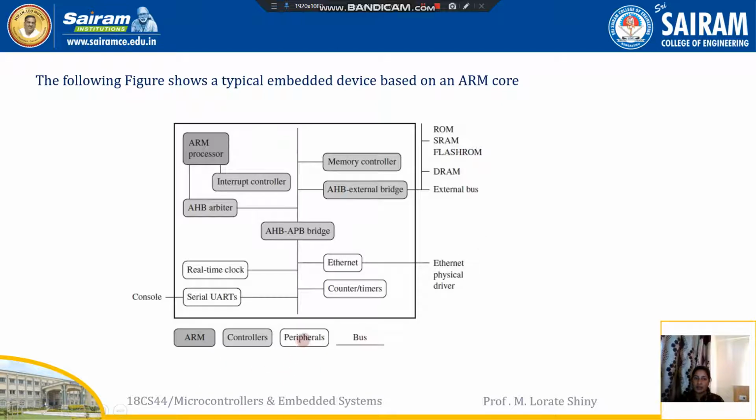Next, peripherals. Peripherals are input-output devices only. This is nothing but through which the user or outside world can communicate with the embedded device. Next is bus. Bus is used to communicate all the parts of the embedded device.